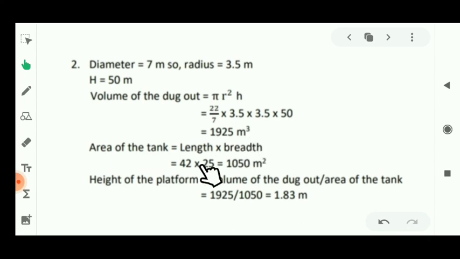1925 meter cube. And as you know, for the area of the tank, because the tank is the shape of a rectangle, it will be L into B. Length value is 42 and breadth value is 25, that means 1050 meter square. Now students, we will find the height of the platform, that is volume of the dugout upon area of the tank. The volume of the dugout is 1925 and the area of the tank is 1050. It should be divided, and now we can easily find the height of the platform, that is 1.83 meter.